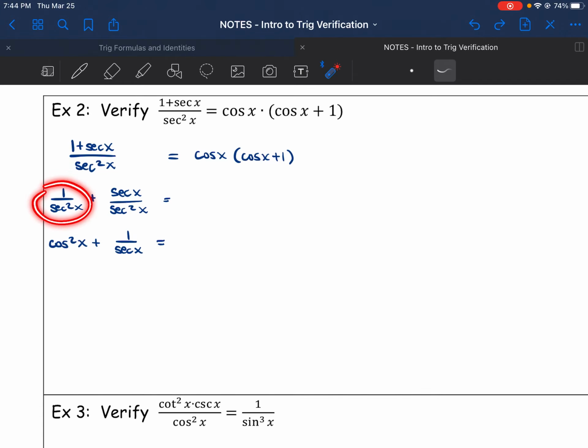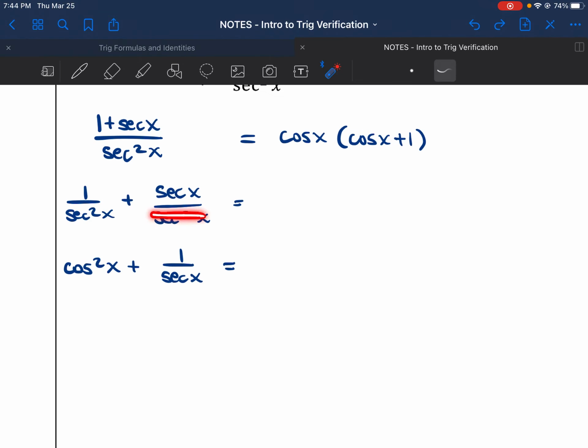Well, 1 over secant squared is cosine squared. And secant over secant squared, remember that secant squared is really just secant of x times itself. So we can see that one of these secants is canceling with the secant up top. We get a 1 over secant x.